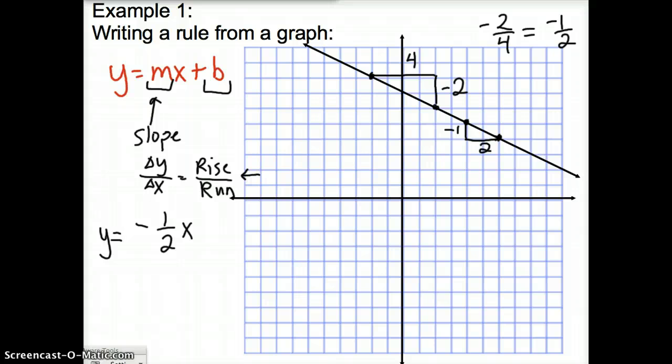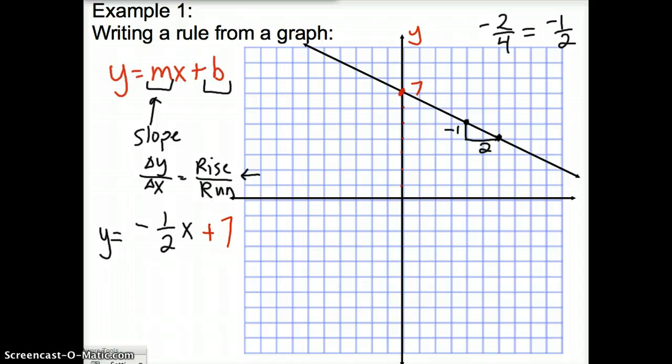So here we have my rule so far. I know m is negative 1/2. Now I have to find b. So remember the definition of b in the rule is that it's the y-intercept. So I'm going to take a look back at my line. And I always want to remember that the y-axis is the vertical axis, and I see my y-intercept right there. So it looks like it's at 1, 2, 3, 4, 5, 6, 7. It looks like it's up at 7. So my rule is finished as y equals negative 1/2 x plus 7.